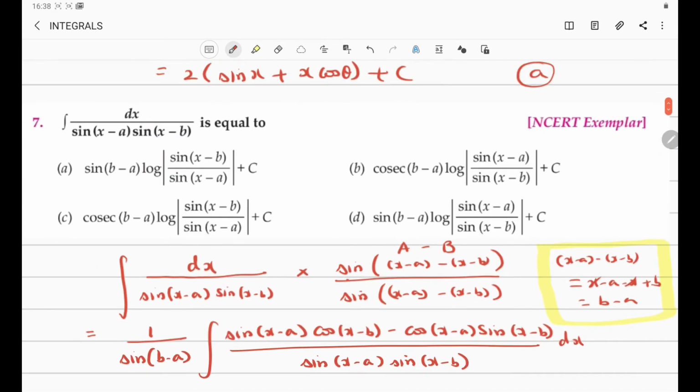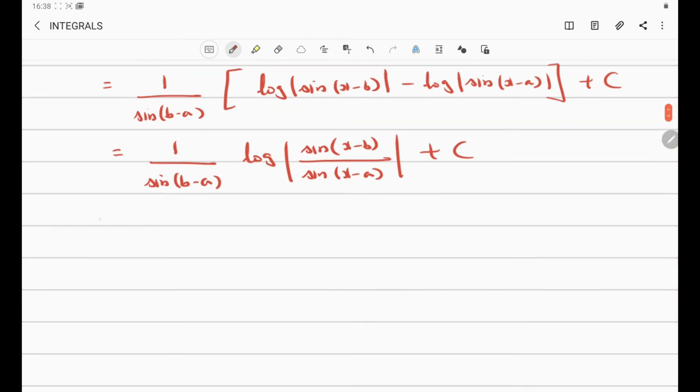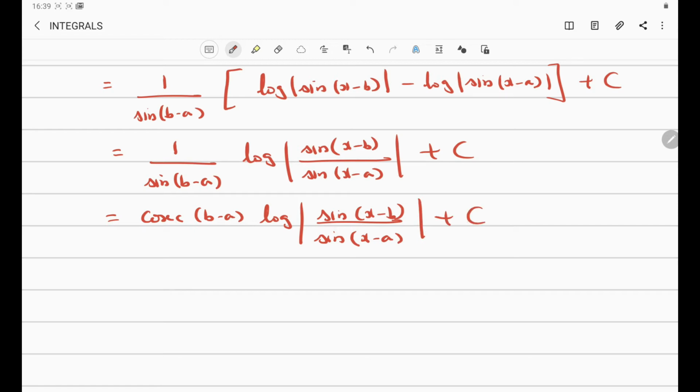So, the right option is 1 by sin(b minus a), that is cosecant(b minus a) log mod sin(x minus b) by sin(x minus a). So, option C is the right choice. So, we can write this as cosecant of (b minus a) log mod sin of (x minus b) by sin of (x minus a) plus constant of integration c. So, option C is the right choice.